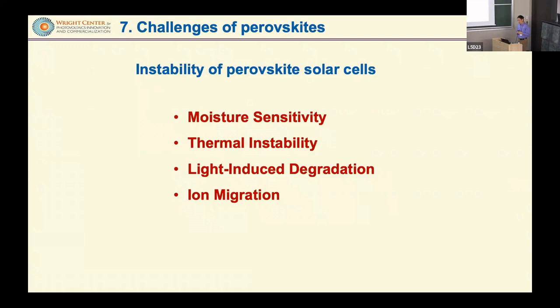Okay. So when I started work on perovskite, this is a decade ago, when you made a perovskite solar cell, it would usually survive for minutes. Minutes. After a minute, it was gone and became yellow. But later, it's getting better and better.